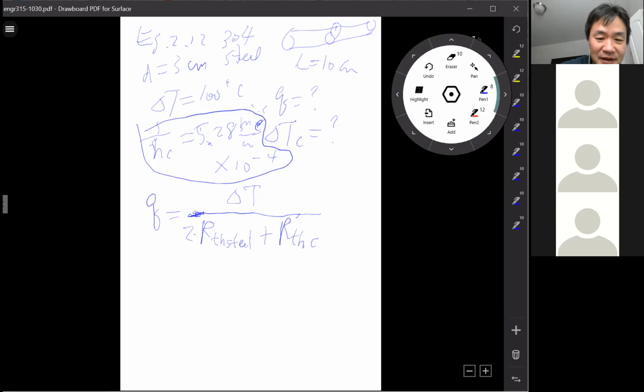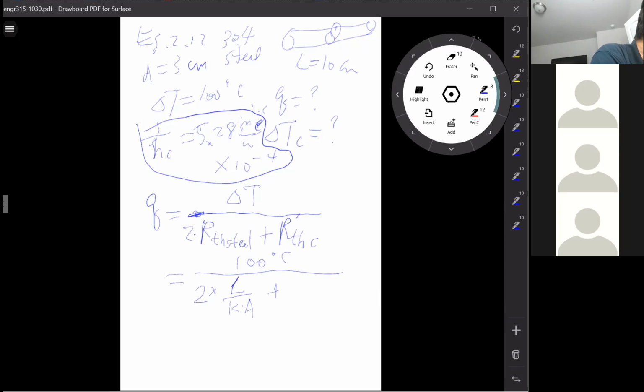Now, do we have everything? Okay, now I can input the values, right? Delta T is 100 degrees, 2 times. So what's the form of the thermal resistance of the steel? It's length divided by kA, right? If I don't directly know the value, let's just keep it that way. Is k given? I forgot to read. It's not given, I don't think. So probably you're going to find it from some table.